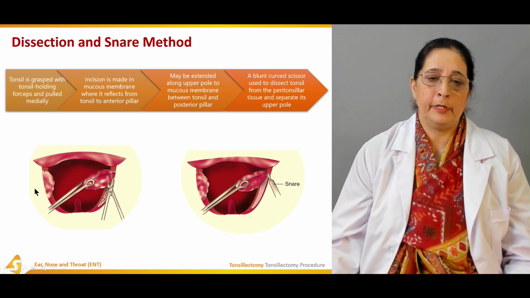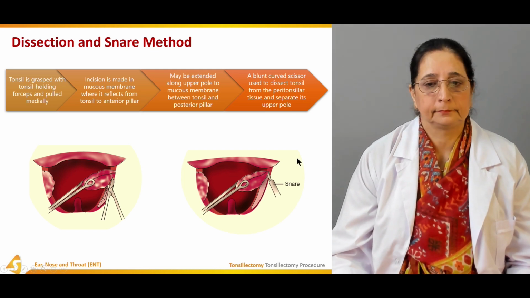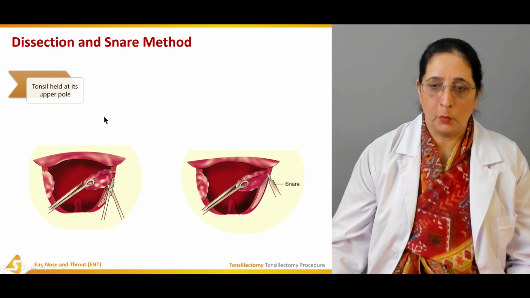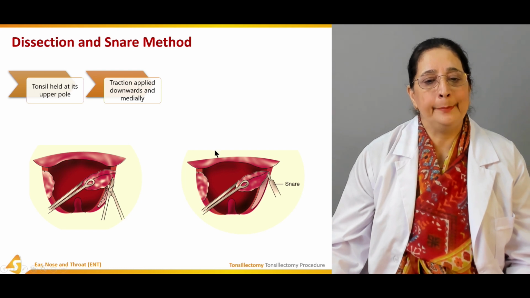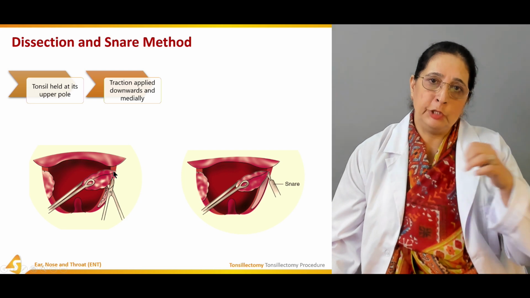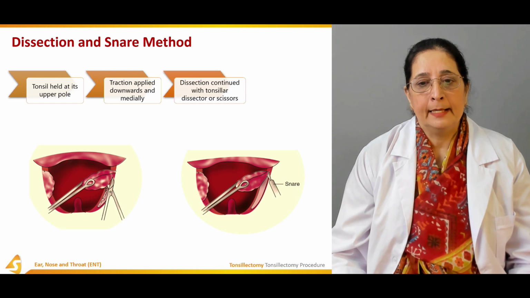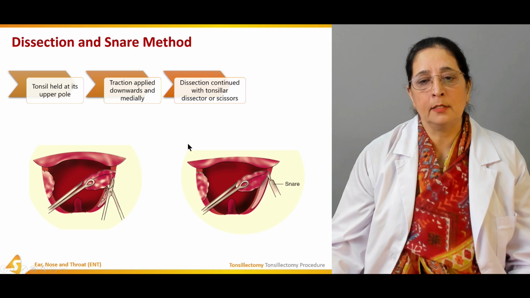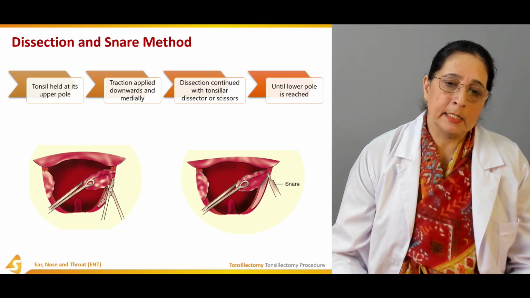So these are the pictures for the dissection and snare method. The tonsil is held at its upper pole, and traction is applied downwards and medially. Held at the upper pole, slow traction is applied down and medially. Dissection is continued with the tonsillar dissector or scissors until the lower pole is reached.